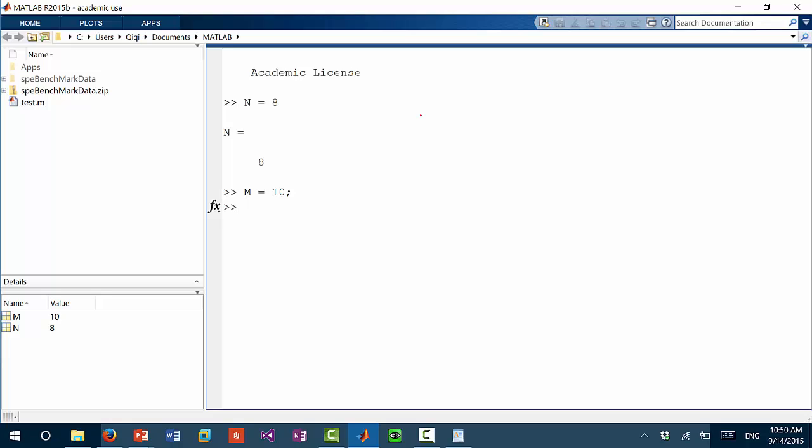N square? N times m. It should be 80 by 80 matrix, right? And let's say dx equal to 0.1 and dy is equal to what? Let's say 0.01, so that we can see the difference.